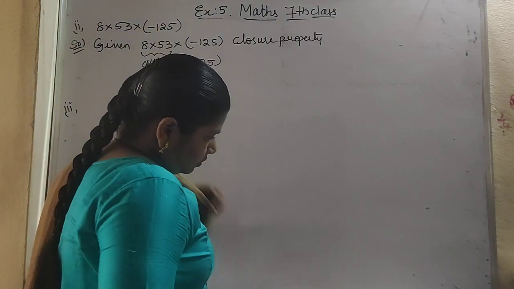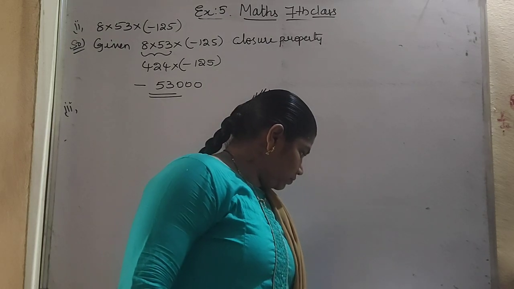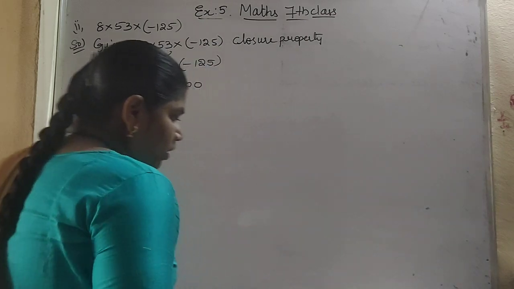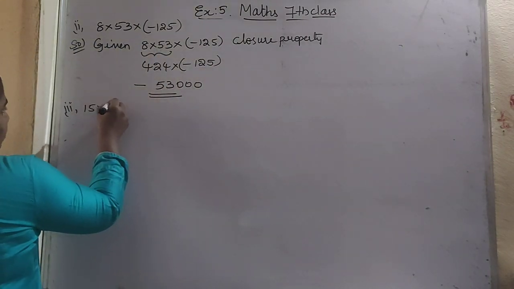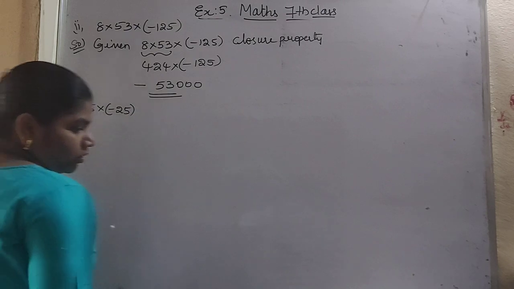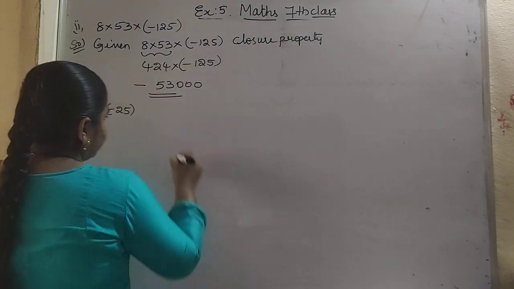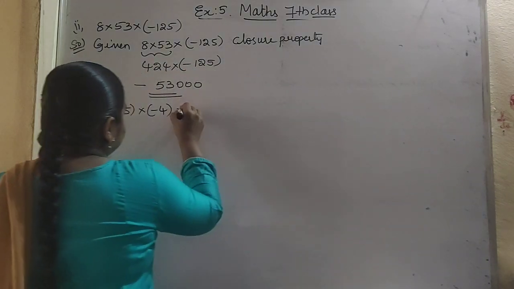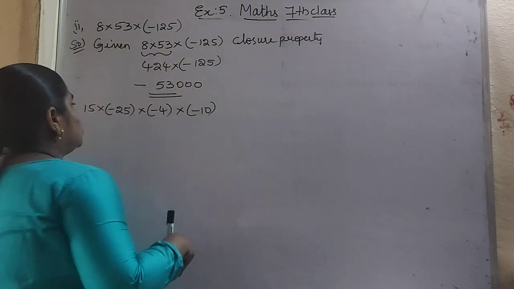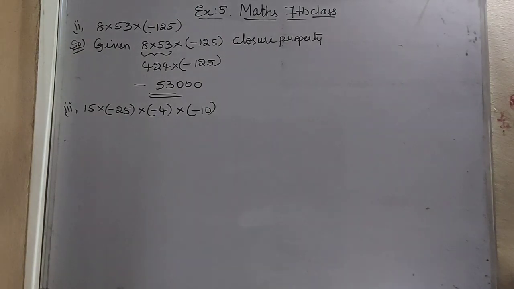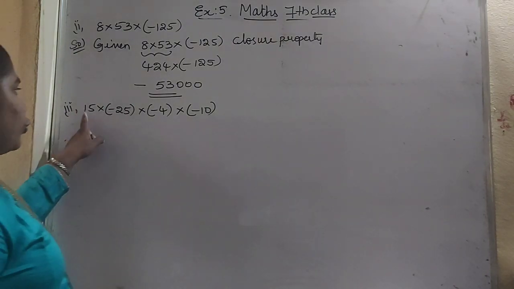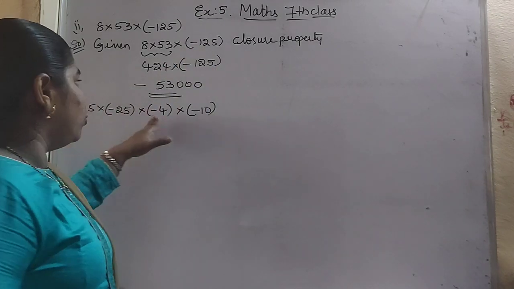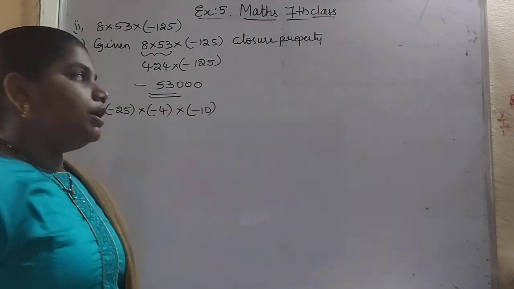Third question is 15 into minus 25 into minus 4 into minus 10. So again this is in the form of closure property only. The product of four numbers should be again an integer. The product of four different integers should be again an integer.